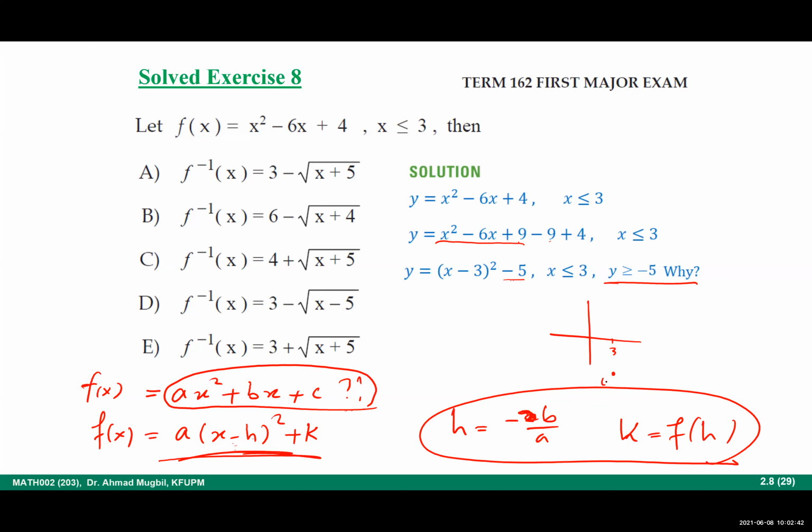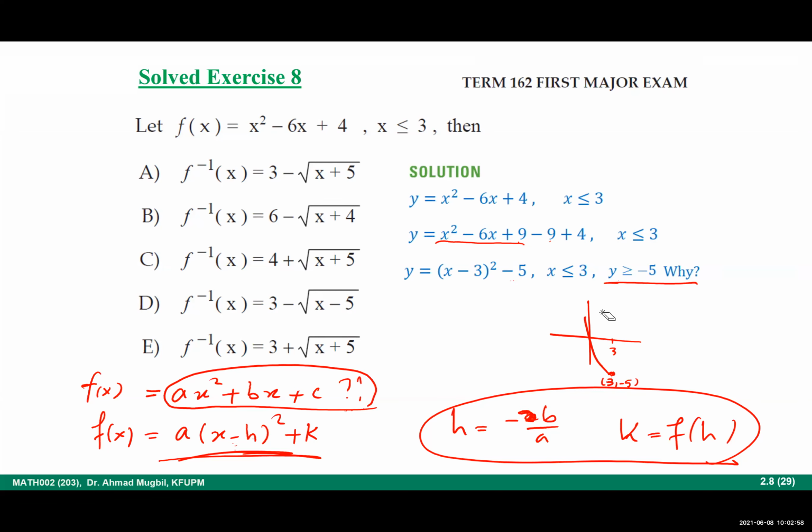The vertex is here, 3 and negative 5. Here it is. It opens up like that. But since x is less than 3, it is this part only. This branch is one-to-one. And of course, y starts from negative 5, so y is greater than or equal to negative 5.